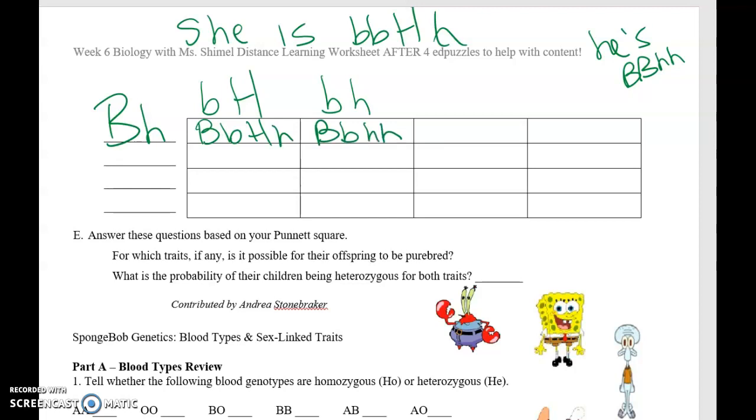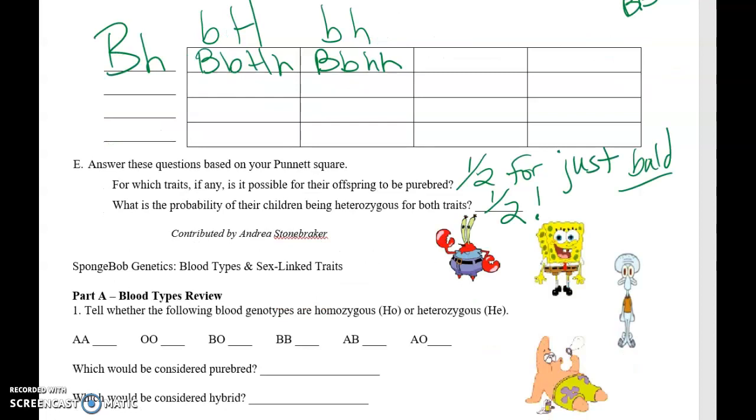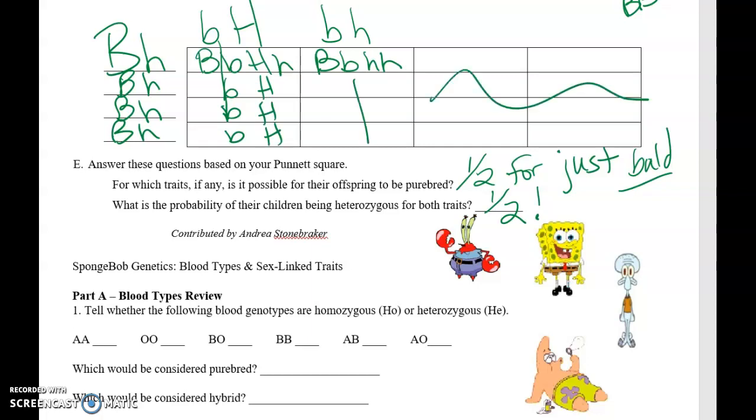Let's answer the questions. If you want to do this full Punnett square, you're welcome to. You could fill in big B, little h, big B, little h, big B, little h, and you could carry these down the line, little b, big H, big H, but you don't have to do that. Same thing for here, same thing for here.